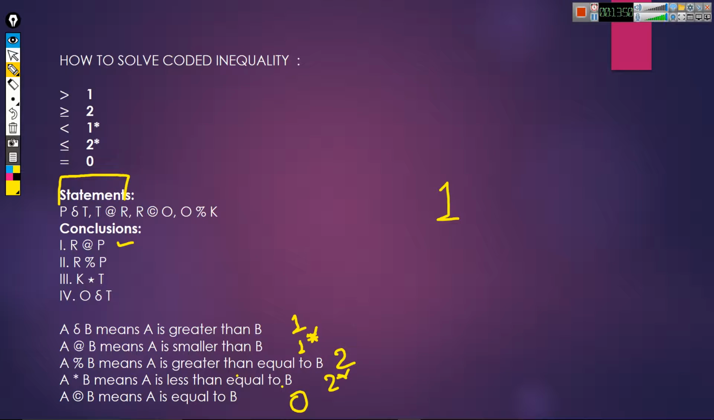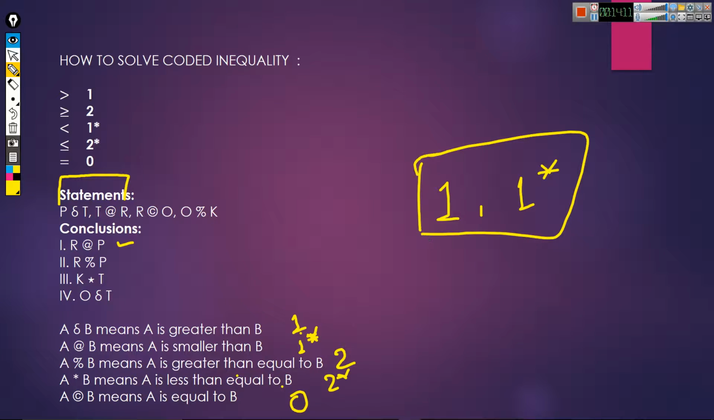Now T to P. The symbol is delta. Delta is 1, and as we are going in reverse direction, we will reverse it to opposite. Opposite of 1 is 1 asterisk. So this is our conclusion, 1 and 1 asterisk. So these are opposite signs. It means this will not follow.